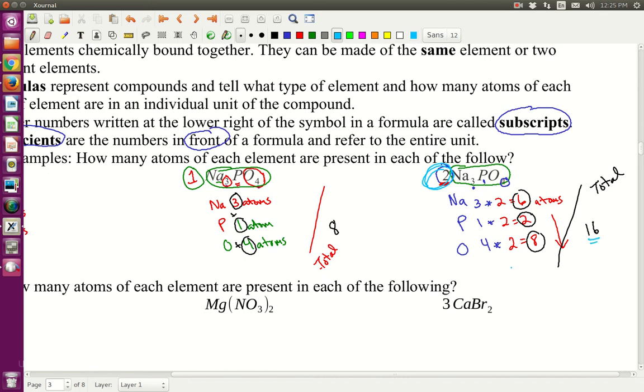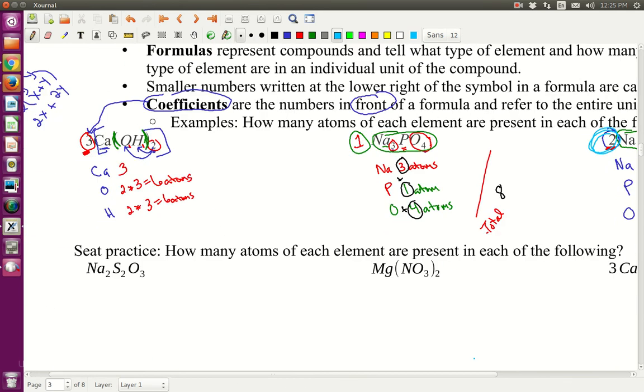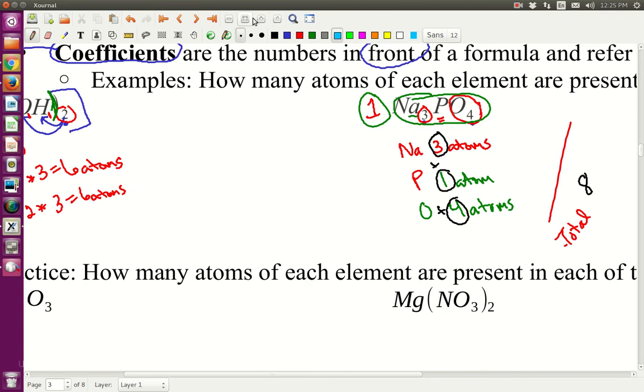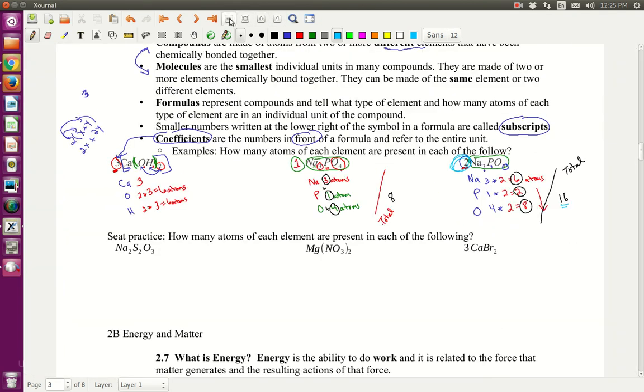So please be careful. Now what I'd like you to do is answer the seat work. Let me make this smaller. So I'm going to ask you to answer how many atoms of each of these in the question on the Ed puzzle, okay? And that will be the end of the notes for Chapter 2A. So once you finish answering these questions, we'll be done with that, and I'll create a different video for Chapter 2B on energy and matter.